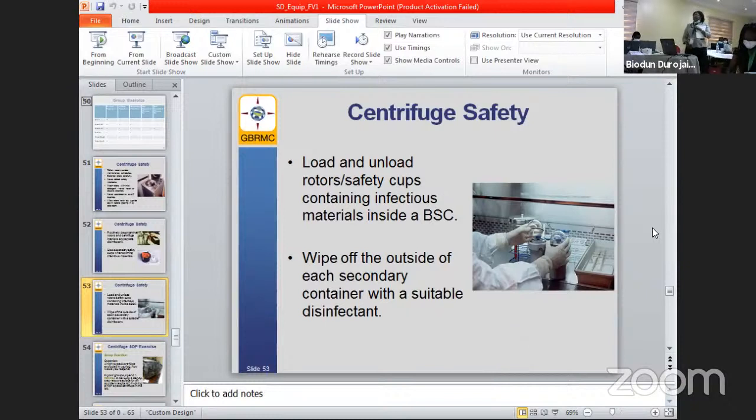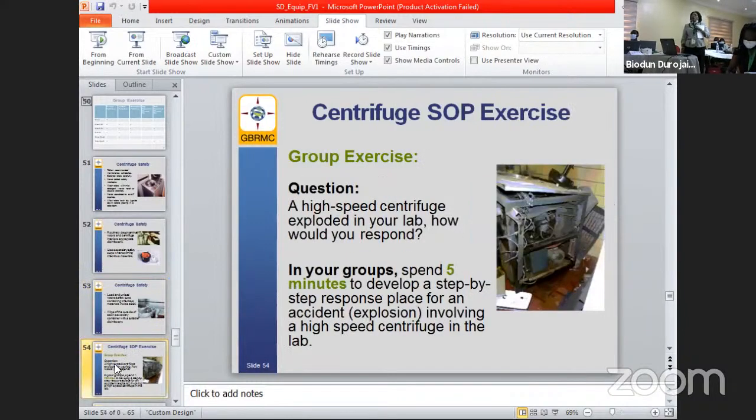Then, this is an exercise that we will do in plenary. A high-speed centrifuge exploded in your lab. How would you respond? It's a big centrifuge, like the one they use in clinics, in wards, or maybe bigger factories. So, how would you respond?